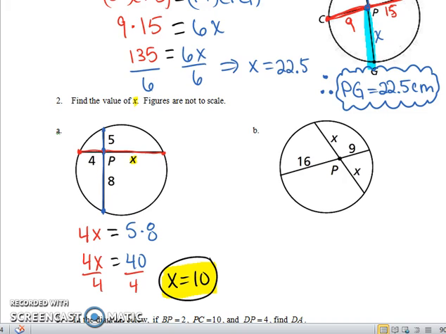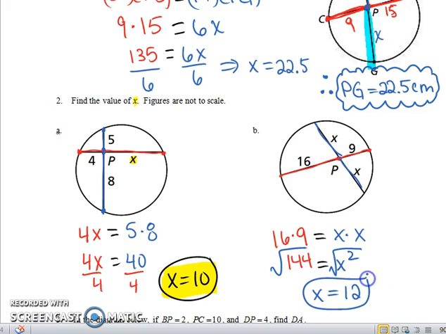In our next example, I'm going to have 16 times 9 is equal to x times x. So 16 times 9 is 144. X times x is x squared. And to get x by itself, to undo a square, use square root. And x is going to be 12.